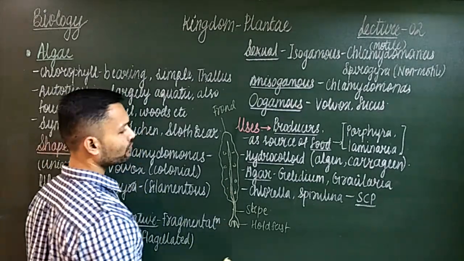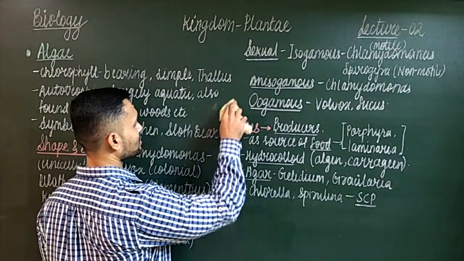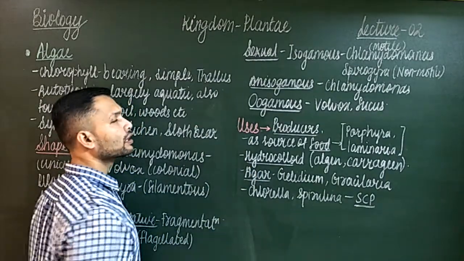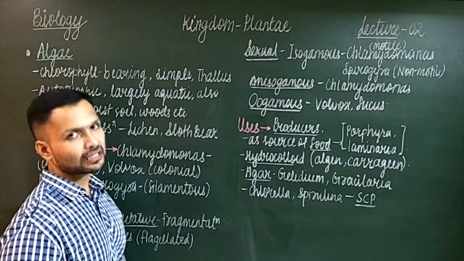So that's why we call them thallus. Whose body is not differentiated into proper root, stems and leaves, such a plant body is said to be thallus.